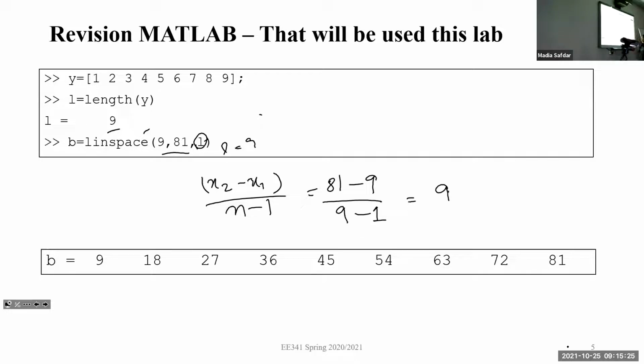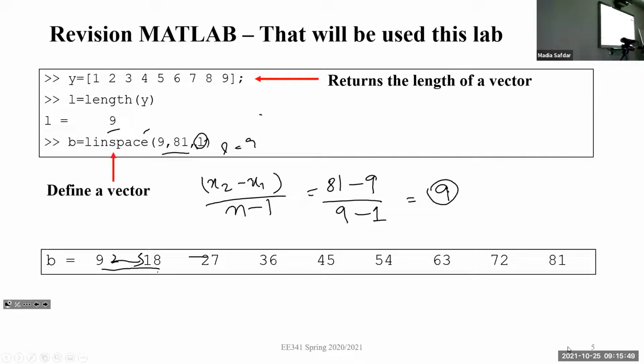It will give you 9 at the end. So it will give you this answer, and now this will distribute the scale with equally spaced vectors of 9. Okay, so the space between them will be 9 elements. So equally 9 elements, right? So this returns the length of the vector. So this will define the vector. This is the first value, last value, and then this is the number of points.